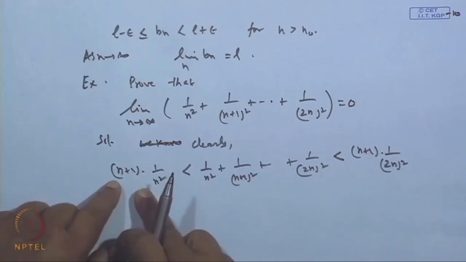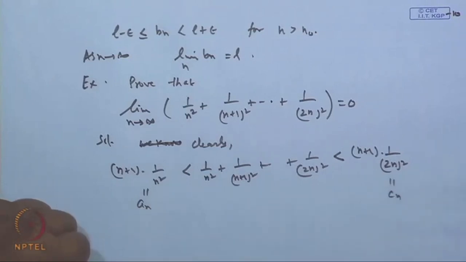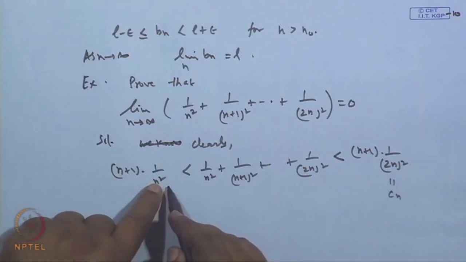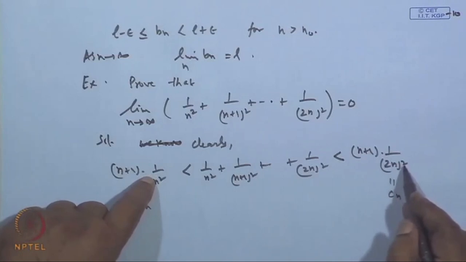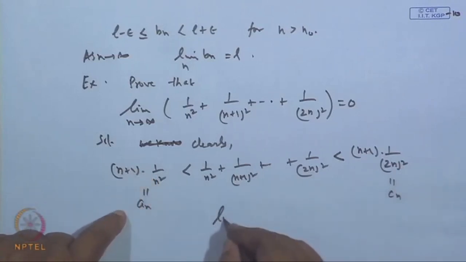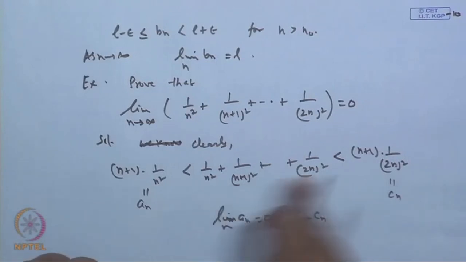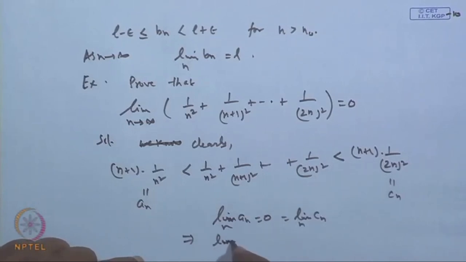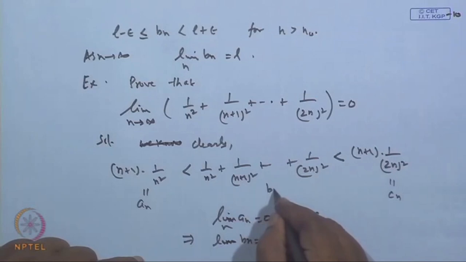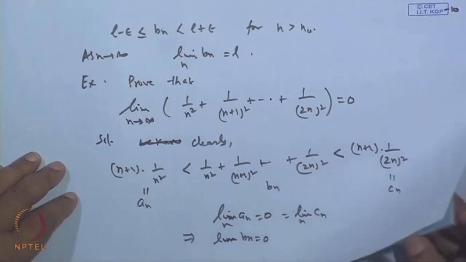Now, as n tends to infinity, this is our a n, this is our c n. Because the denominator has larger degree than the numerator, this will go to 0, and this will go to 0. So, the limit of a n is 0, the same as the limit of c n. Therefore, the limit of b n must go to 0. So, this shows very interesting things, is it not?